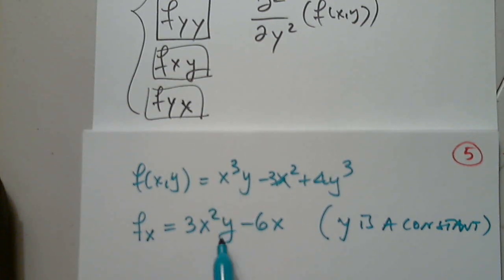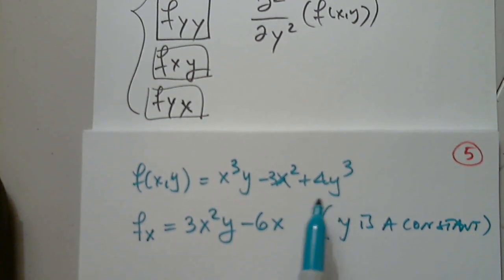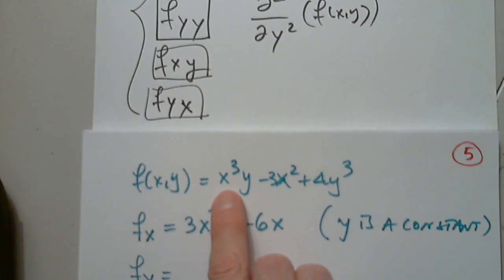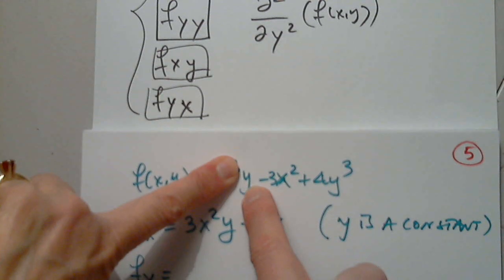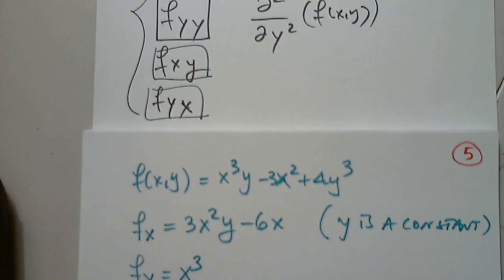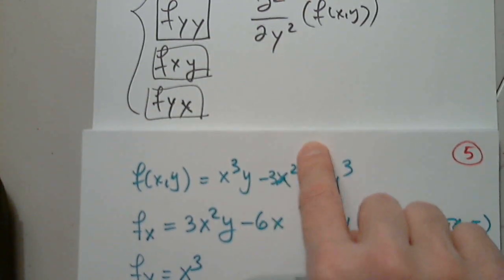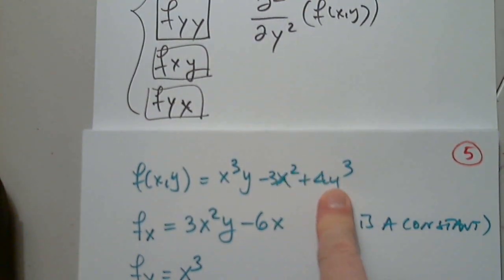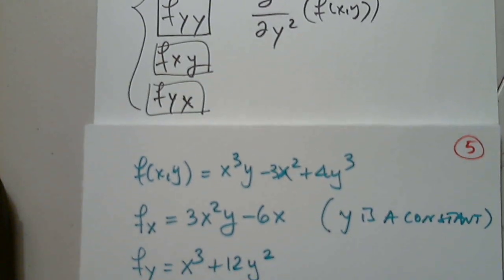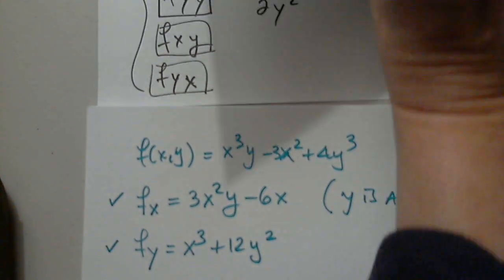So 3x squared y, negative 6x. There is no x here, 0. Now let's find fy. I differentiate with respect to y. When I differentiate y, I get 1. When I differentiate this with respect to y, there is nothing. It's a constant. When I differentiate this with respect to y, I get positive 12y squared. So I determined the first partial derivatives for this function.